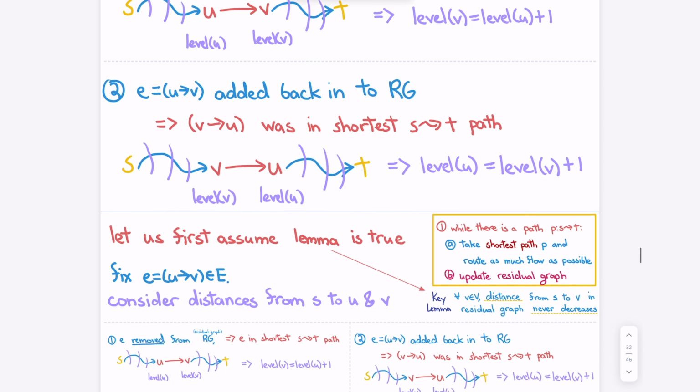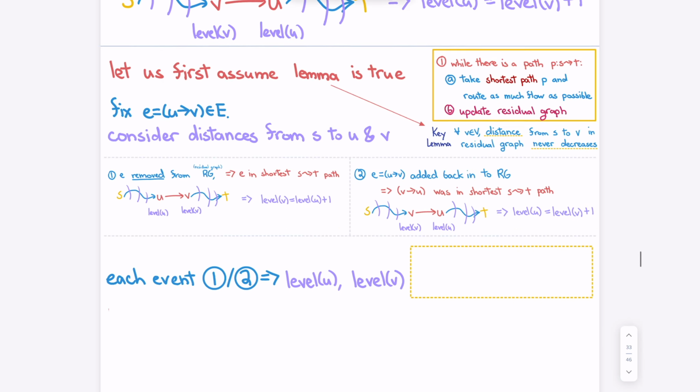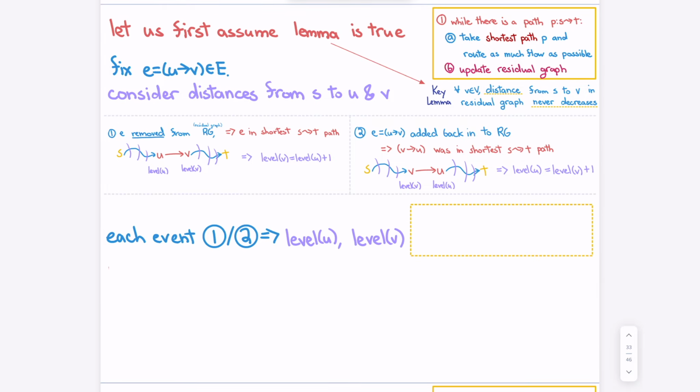Okay. Now, let's assume the lemma is true. The lemma says that those levels never go down, the distances never go down. So first level V is equal to level U plus 1. Then level U is equal to level V plus 1. So in particular, the ordering must have flipped, right? So they flip order. First one is closer, then the other is closer. And if the levels are never going down, what does that mean about the levels?